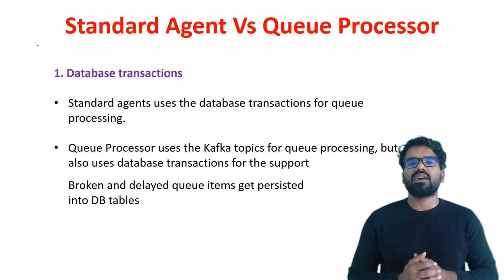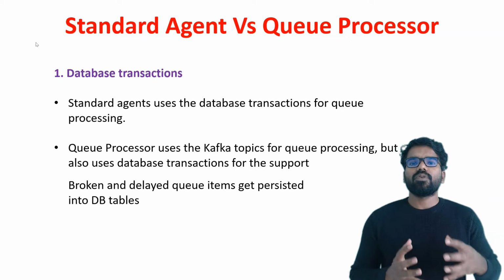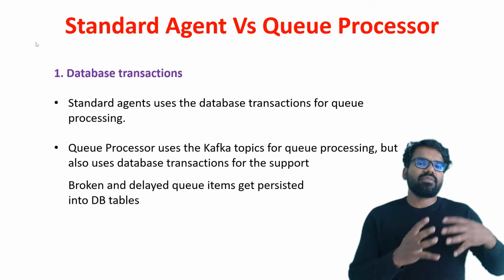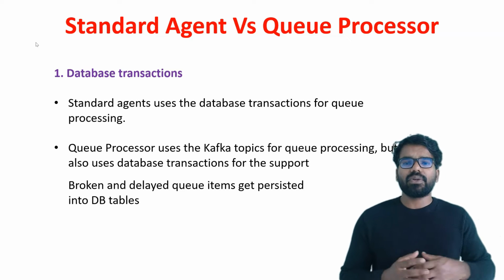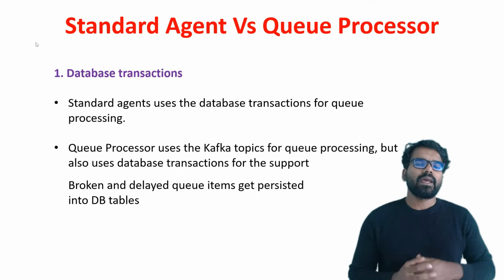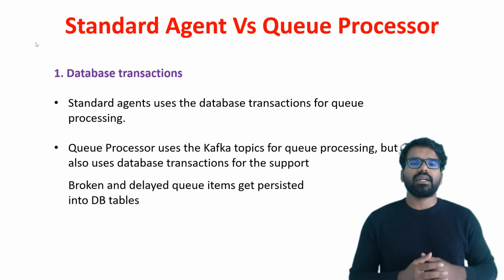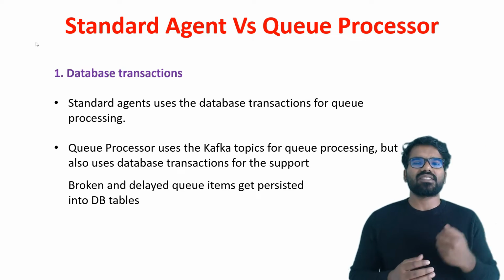One example is delayed processing. If you want to process the queue instance in a delayed manner, then the instances first get saved into a dedicated database table, and only when the time is reached does it get published into the Kafka topic, and then the queue processor can process the data.